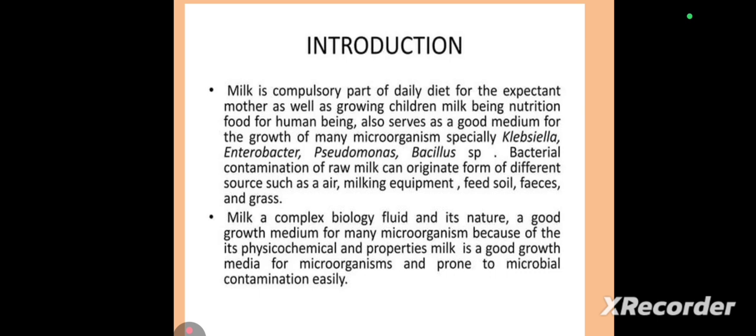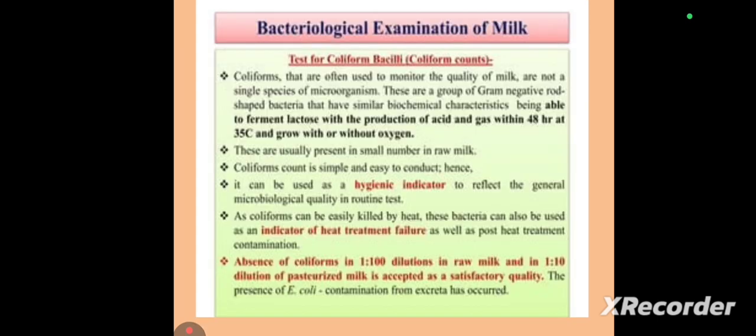The microorganisms present in milk are Lactobacillus, Enterobacter, Pseudomonas, Bacillus and Klebsiella. Raw milk can originate from different sources such as air, milking equipment, feeding, soil, feces and grass. So these are the sources of contamination. Milk is a complex biological fluid, and its physicochemical properties make it a good growth medium for microorganisms. So this is the bacterial examination of the milk.